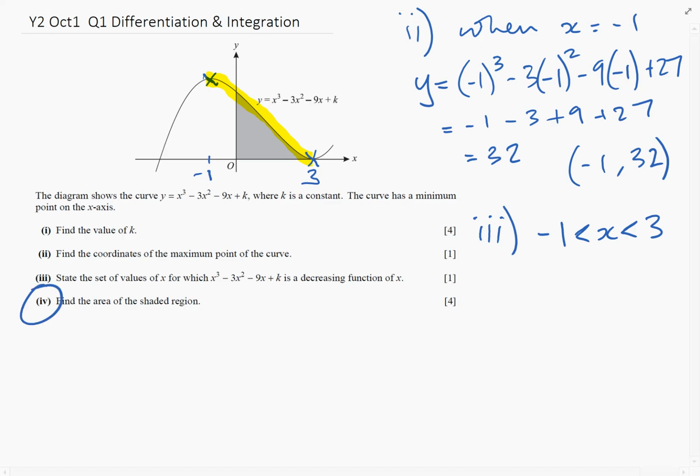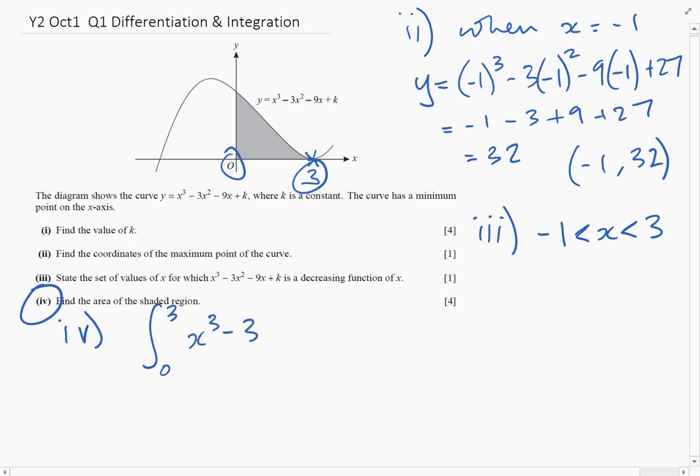And part 4, we're going to need to integrate between 0 and 3 to find the area of the shaded region. So let's just do that integration. So for part 4, we're going to integrate between 0 and 3, x cubed minus 3x squared minus 9x plus 27. And we need to integrate all that.